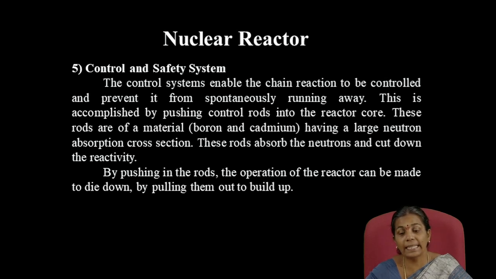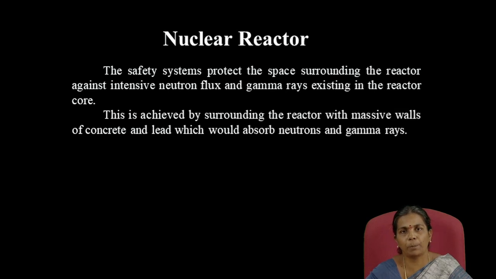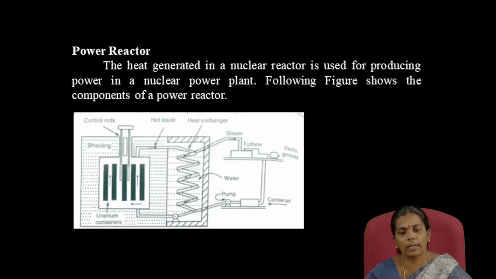By pushing the rods inside, the operation of the reactor can be made to die down. By pulling them out, it builds up. The safety systems protect the space surrounding the reactor against neutron flux and gamma rays existing in the reactor core. This is achieved by surrounding the reactor with massive walls of concrete and lead, which absorb neutrons and gamma rays.